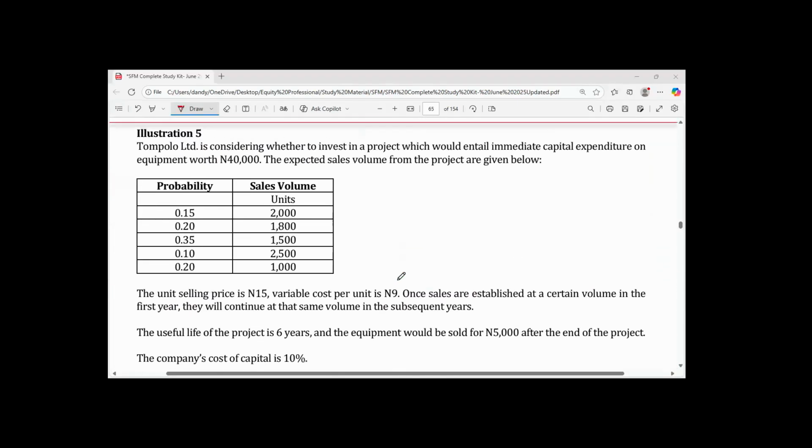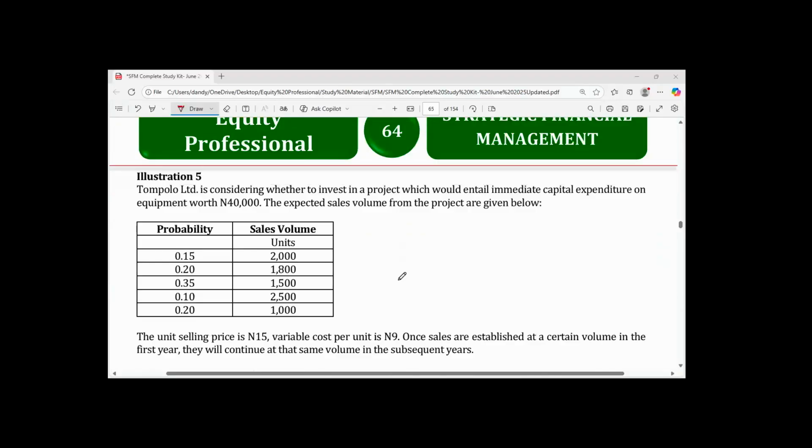Yes, let's have illustration number 5. We are going to try two: one for where we have mutually dependent and the other one where we have independent cash flow, so that you see the way we are going to treat it.